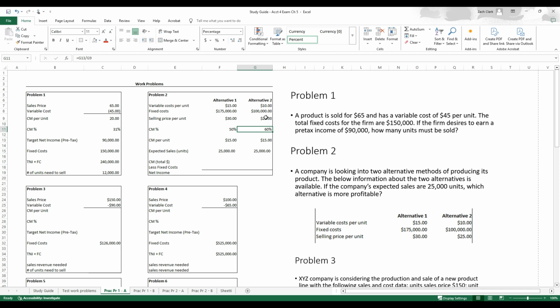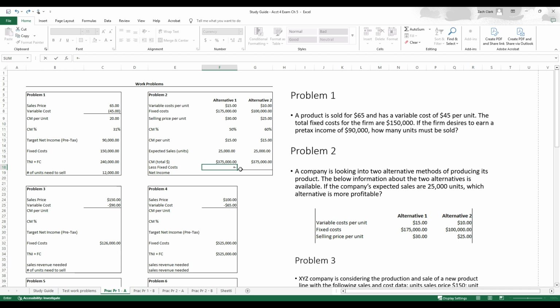And then our expected sales, it tells us, is 25,000. And what we want to figure out is which is going to be more profitable overall, right? So if we know that we're getting $15 of contribution margin per unit times our expected sales, then we're going to get 375,000 under both scenarios because they have the same contribution margin per unit.